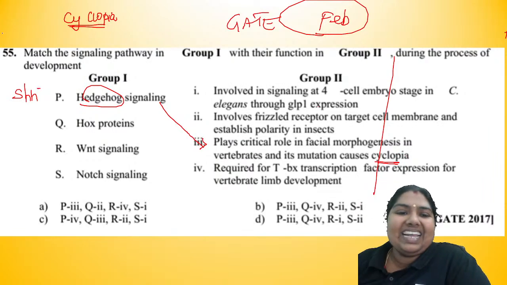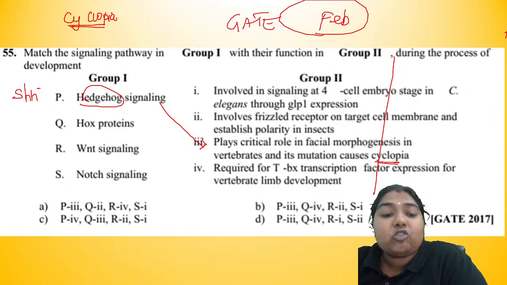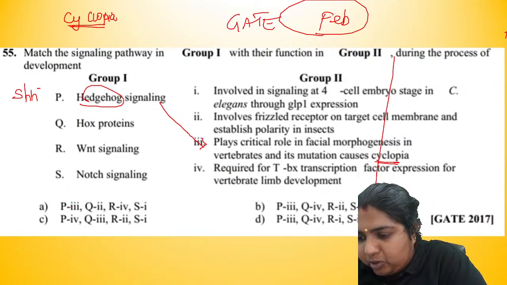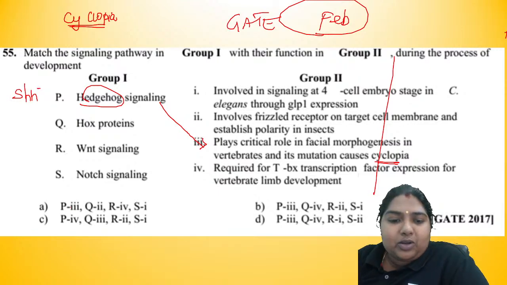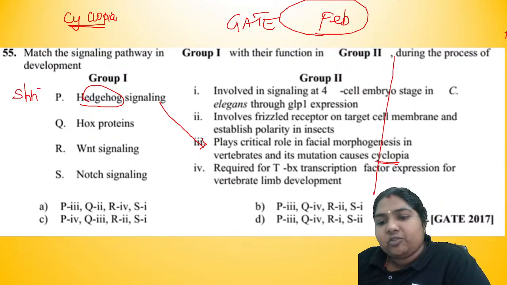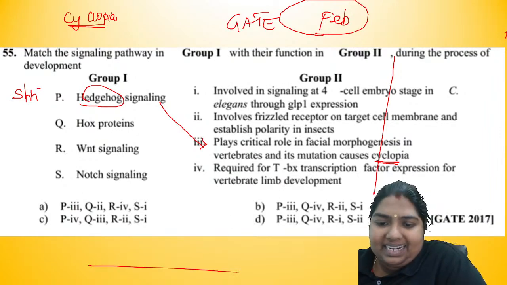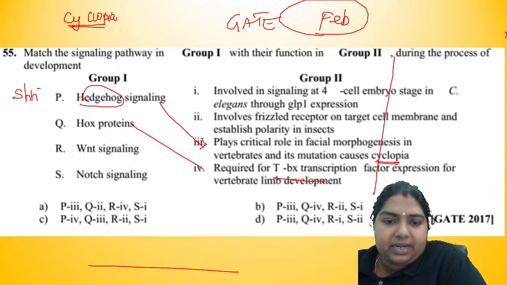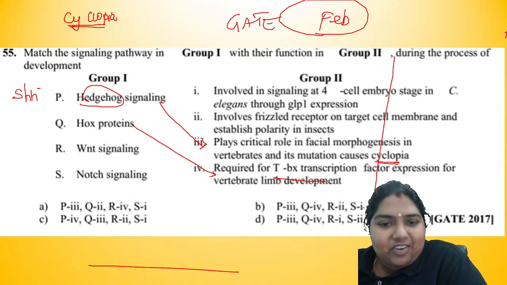Got it? Okay. Next is Hox protein. Yes, absolutely, one eye will be there in the center. So Hox genes are responsible for limb development. Frizzled is involved in Wnt signaling. Wnt is the Frizzled ligand. And then Notch.